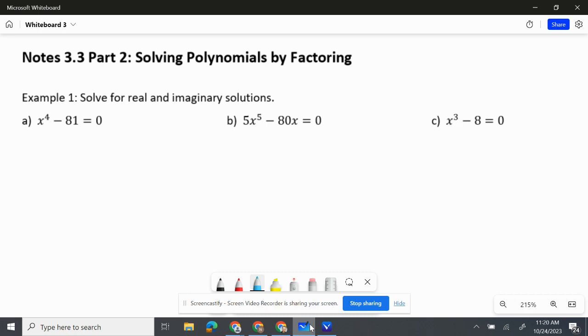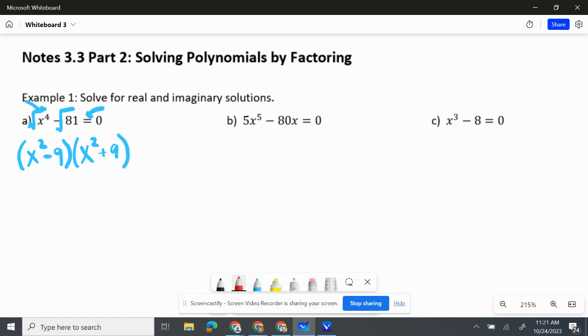What we're going to do is solve polynomials by factoring. We know we're solving because it's equal to 0, so it's not just factoring. In this case, we're going to be factoring a quartic. When we have two terms and we could take the square root of each of the terms, that's the difference of squares. So that becomes x squared minus 9 and x squared plus 9.